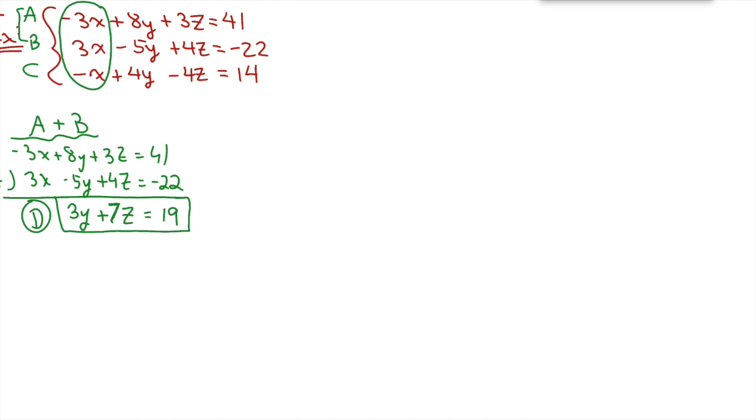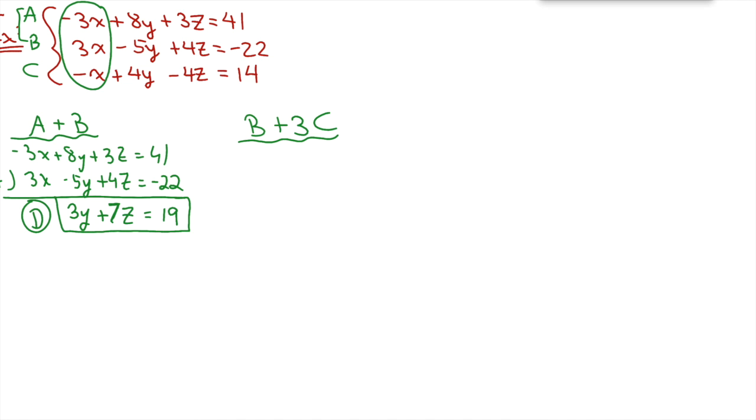Gotcha. So you have a choice between A and C. You can get rid of the x's, or between B and C. You can get rid of the x's. Which one would be easier? I think B and C. Either one's gonna work, so it doesn't matter. So what would you do to B? Times it by 1, so leave B alone. What would you do to C? Times it by 3. And we're gonna add on 3C.